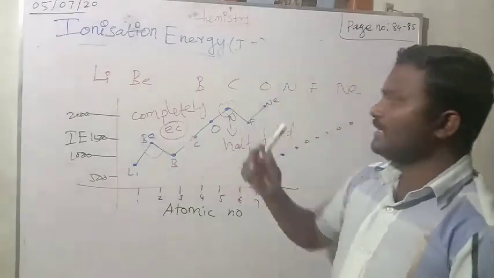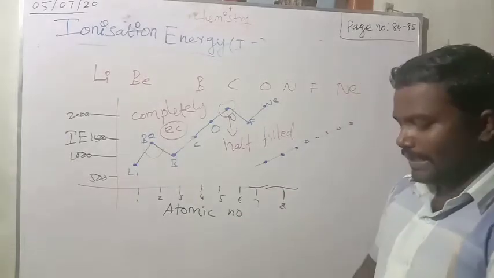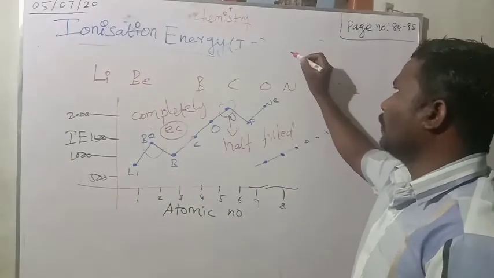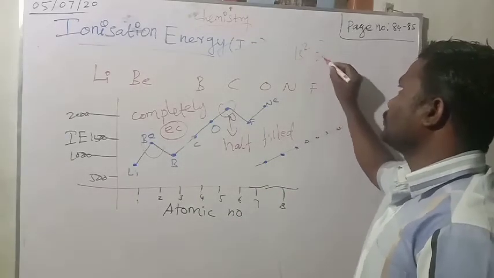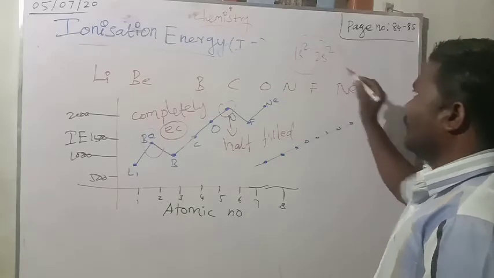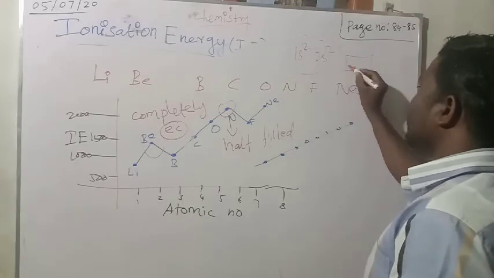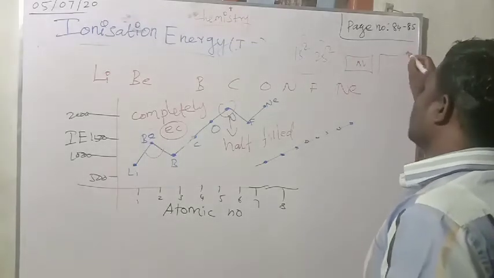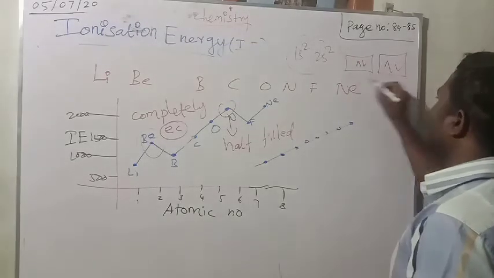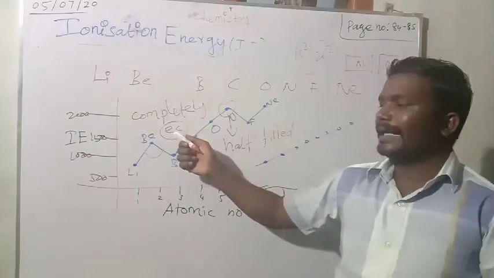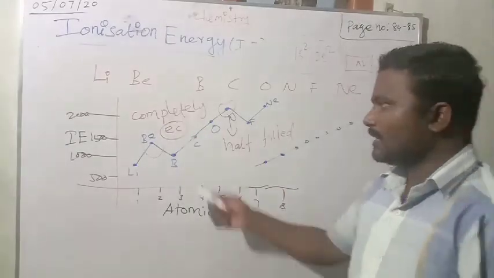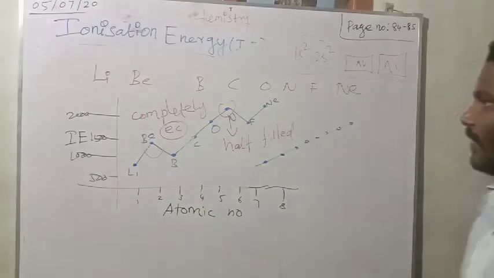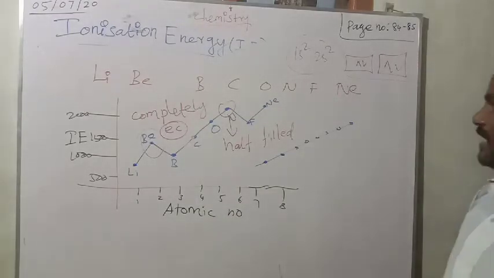Okay. What is the reason? Beryllium. What is the atomic number of beryllium? 4. 4 means how do you write? 1s2, 2s2. All orbitals are filled. S means one box, it can be filled with 2 electrons. The same way 2s. So it is a completely filled electronic configuration. Because of this reason, beryllium has high ionization energy.